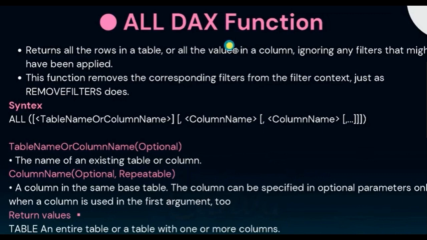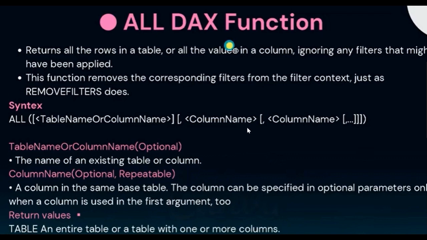What is the ALL DAX function? Next question is this. It returns all the rows in a table or all the values in a column, ignoring any filters that might have been applied. This function removes the corresponding filters from the filter context, just as REMOVEFILTERS does. And the syntax for this is ALL, table name or column name.